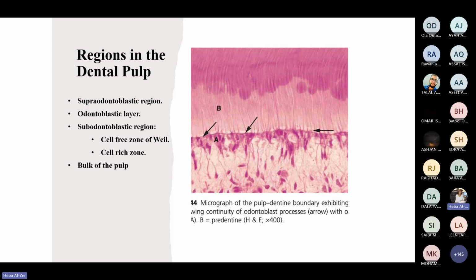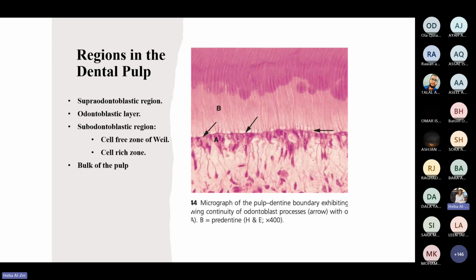Let's come now to the different regions of the dental pulp. If we take a section of the dental pulp, we will notice that there are 5 different regions to study: the supraodontoblastic region, the odontoblastic region, the subodontoblastic region, which is composed of the cell-free zone of Weil and the cell-rich zone, and the bulk of the pulp.